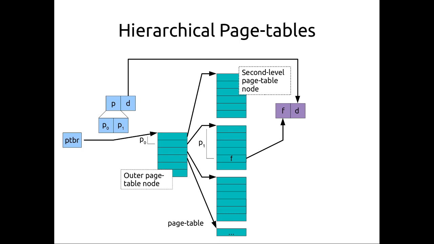Okay, so what happens when we need to do a translation? The hardware will look up in the PTBR to find the outer page table node, and then it will look at P0, the most significant 10 bits of the address that we're trying to access, and look up that offset into the outer page table node. It will use the physical address in that entry to look up the second level page table node. And then within that, it'll use the next 10 bits, P1, to look up the offset into the actual frame.